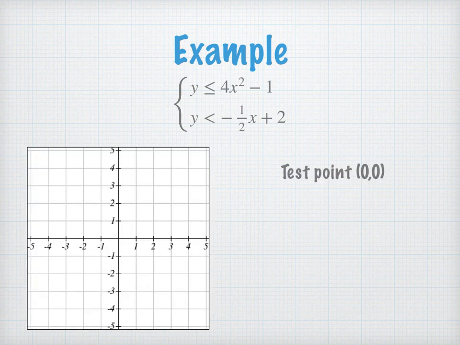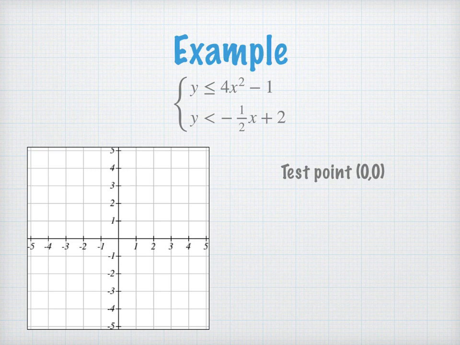Again, I'm going to choose the test point 0, 0. 0, 0 is not on the boundary line for either of these. And remember that boundary line is found by thinking about our inequality as having an equal sign in there instead of our inequality symbol.